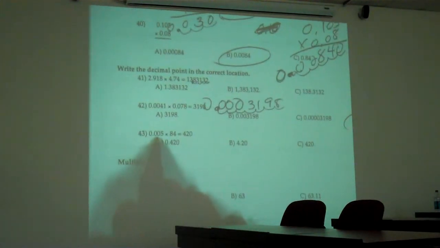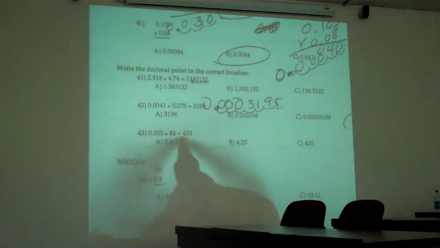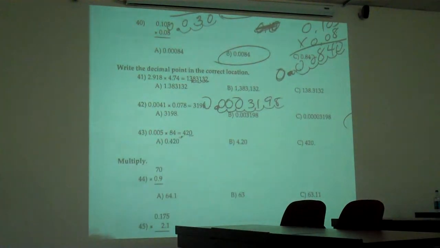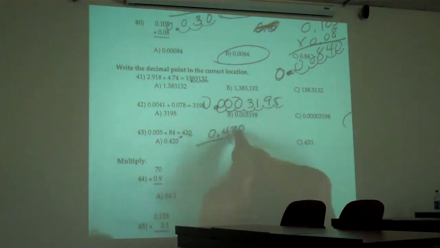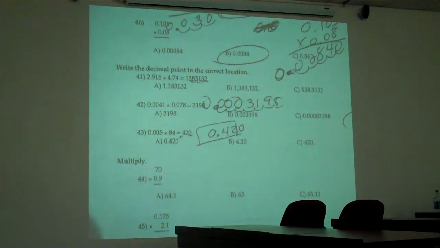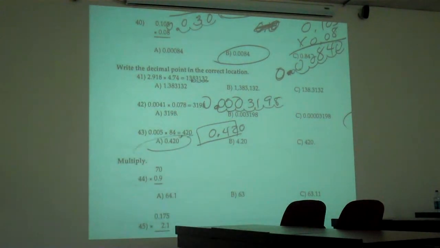Okay, this one only has 3 decimals, so move it back 3 times. 1, 2, 3, 0.420. You only need this part, 0.42. They left it on there, but you don't need it.